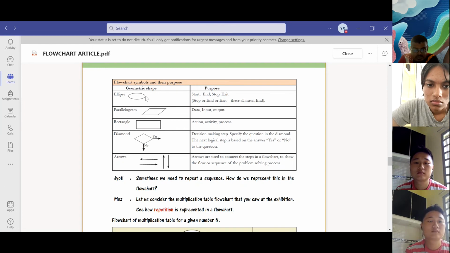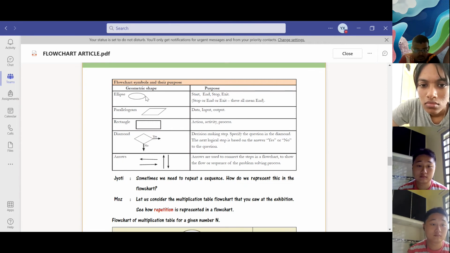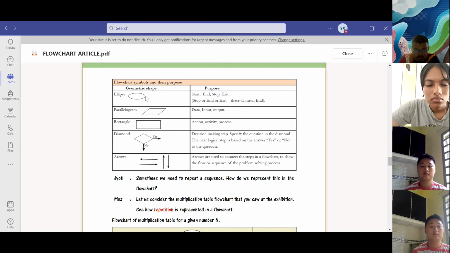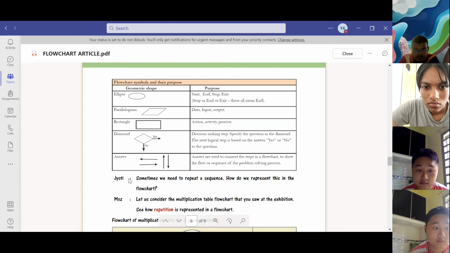Specify the question in the diamond. The next logical step is based on the answer, yes or no, to the question. And lastly are arrows. Arrows are used to connect the steps in the flowchart to show the flow or sequence of the problem-solving process.